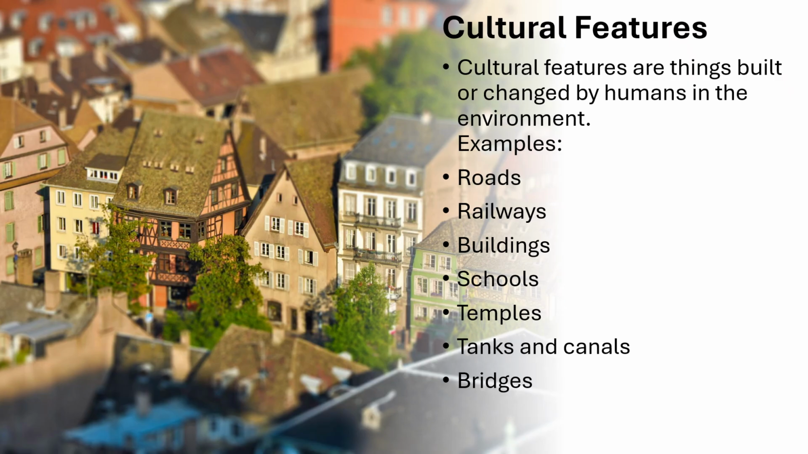Cultural features. Cultural features are built or changed by humans in the environment. Examples: roads, railways, buildings, schools, temples, tanks and canals, and bridges.